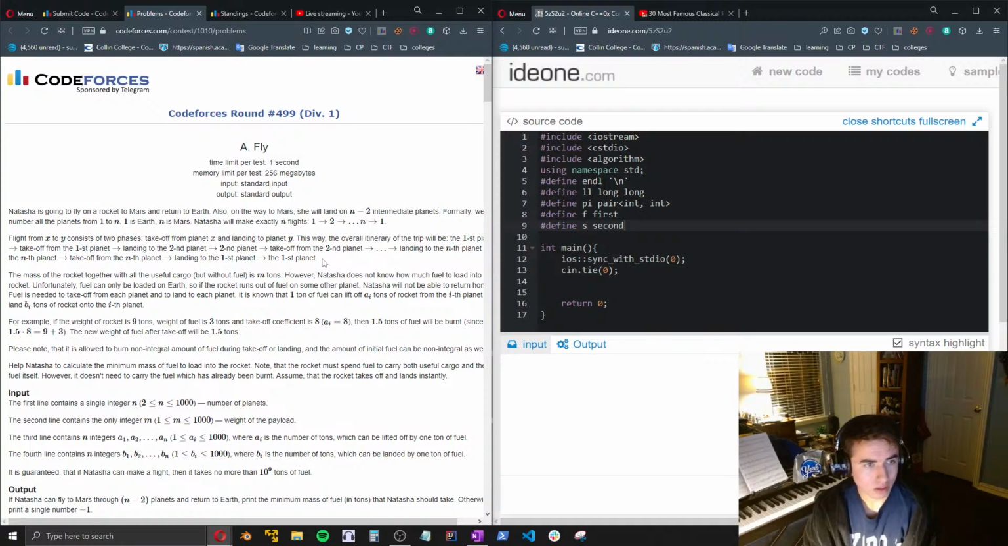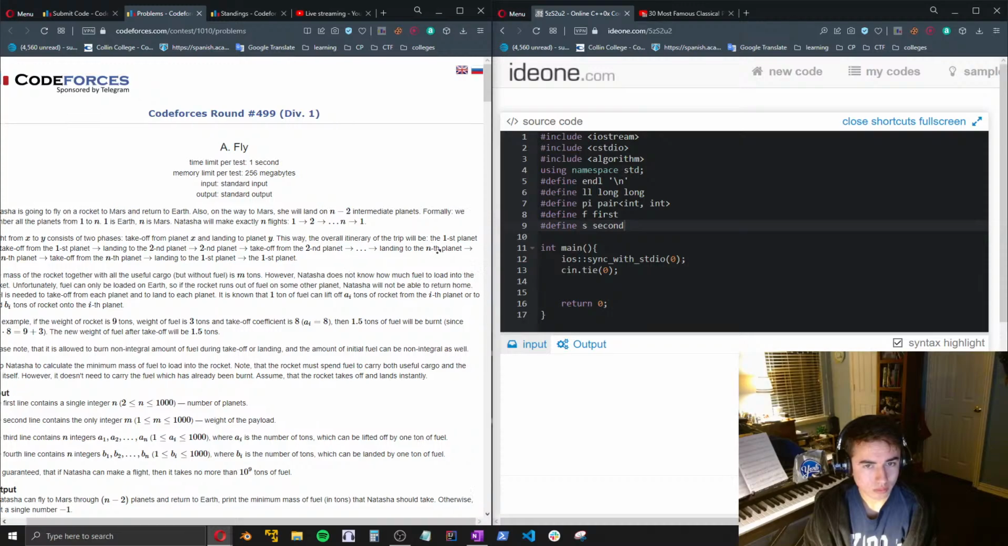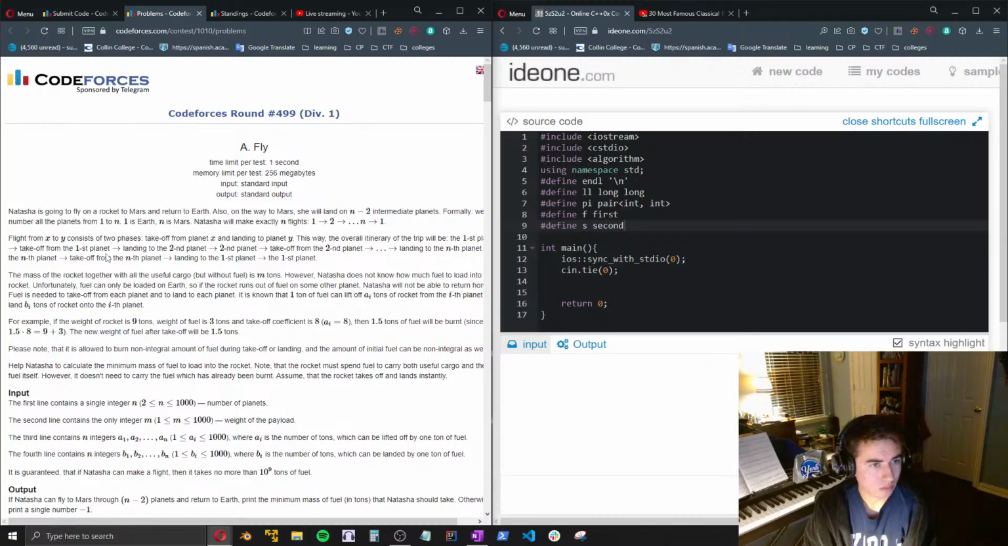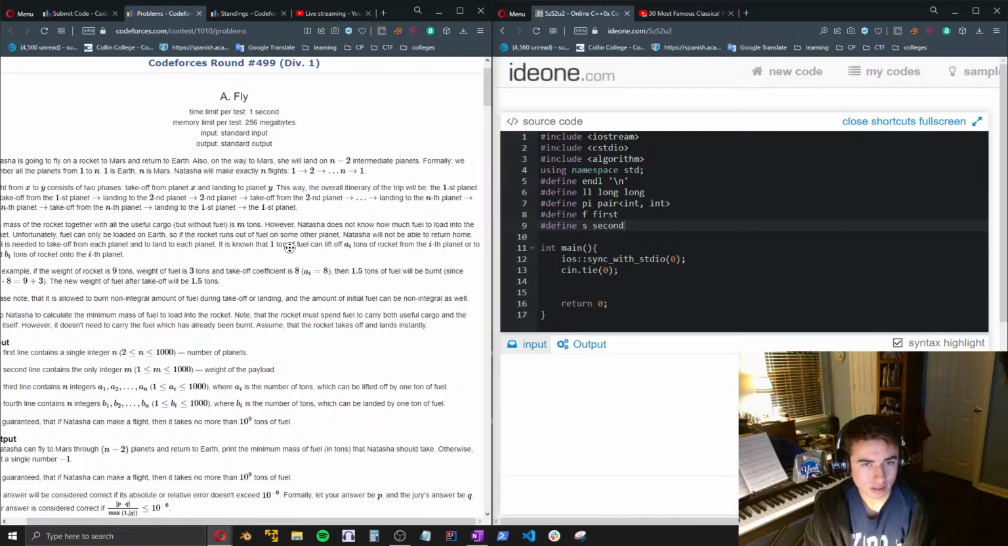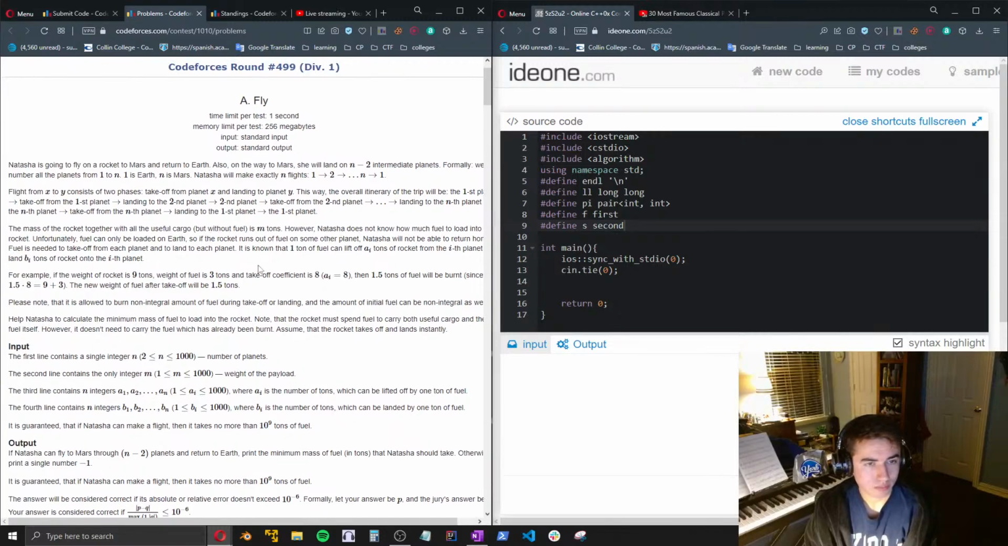Flight from X to Y. Take off again. Oh, okay. The mass of the rocket, together with the useful cargo, is M tons. One ton of fuel can lift A_i tons of rocket. This is a long statement.